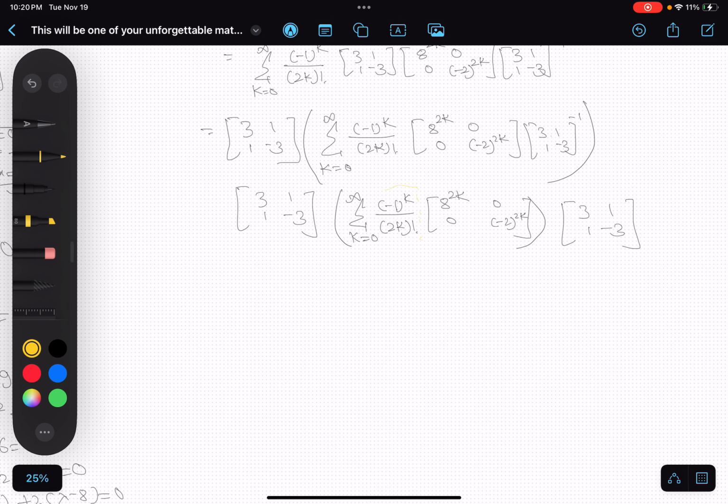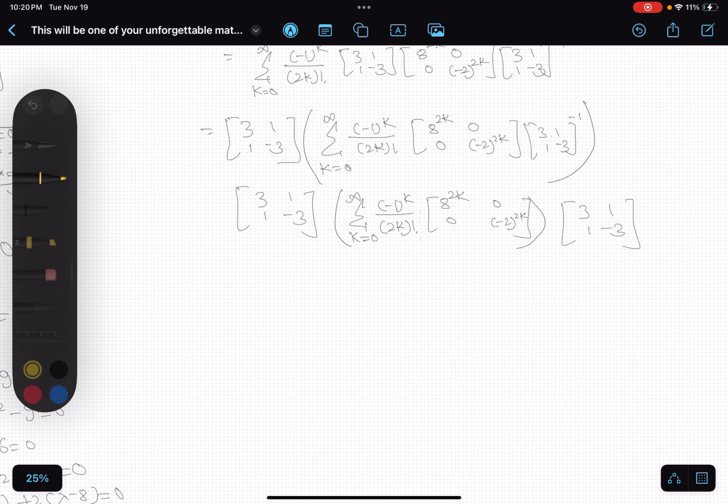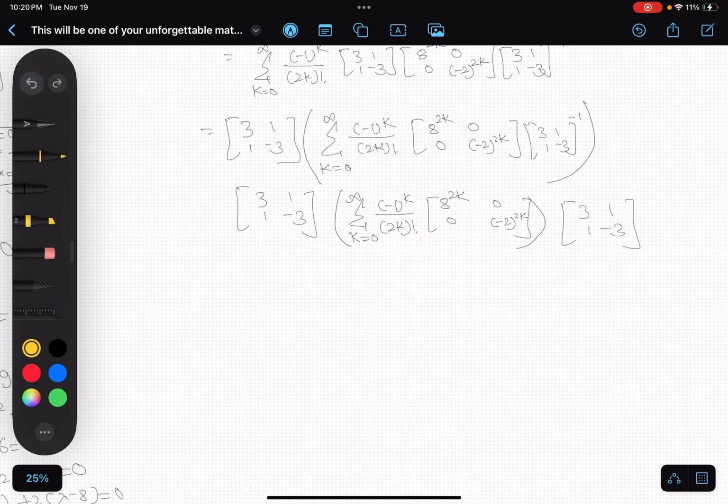Now since this is just a constant for the matrix, not for the sum, this is just a scalar, and this can definitely go inside the matrix. I will multiply every term of the matrix by that scalar. So if I do that, this will be [3 1 1 −3], and the sum from k equals 0 to infinity of (−1)^k by (2k)! times 8^(2k).